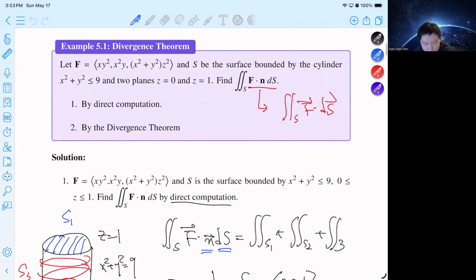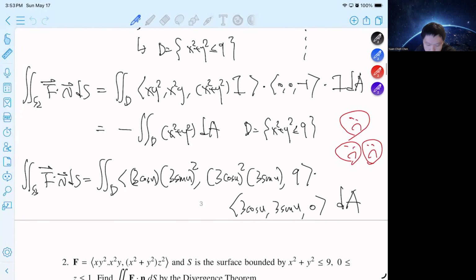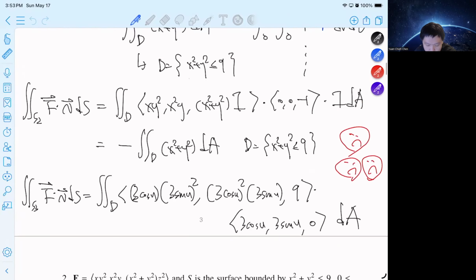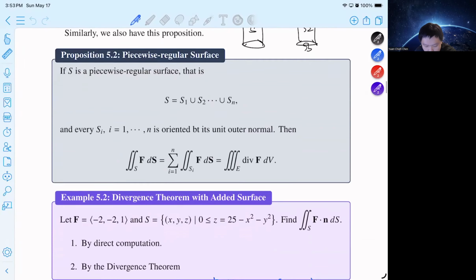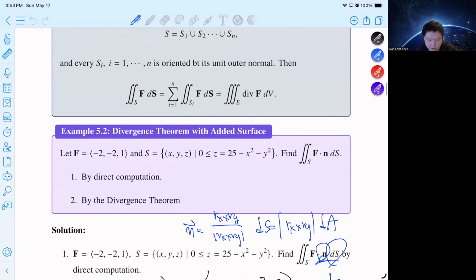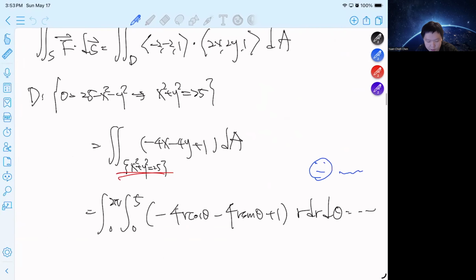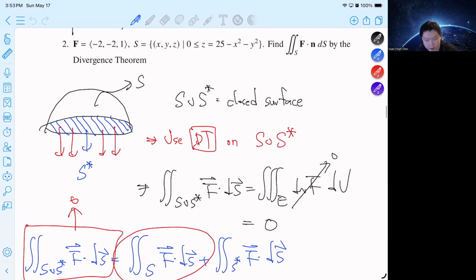Last time we did a lot of calculations like this. Using the direct way is ugly, doable, but ugly. We can use the divergence theorem, which will be way quicker. And if you have multiple surfaces, we can do this as well. Now we just add one more thing.